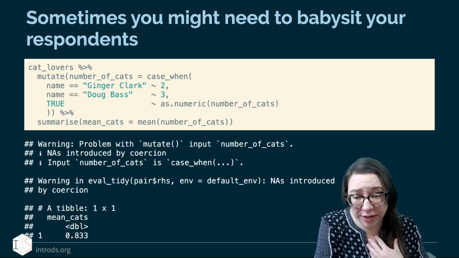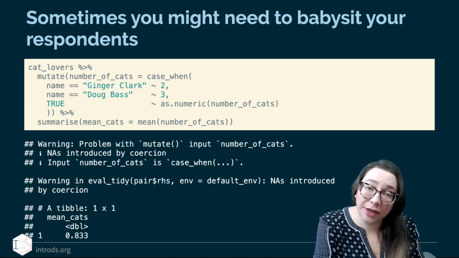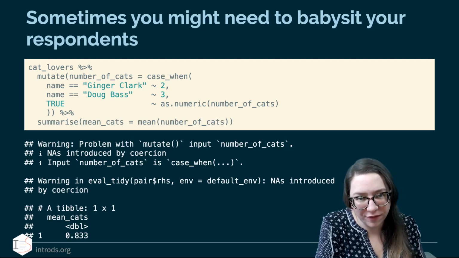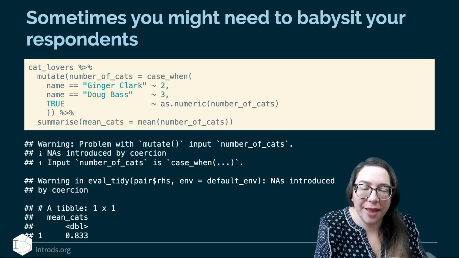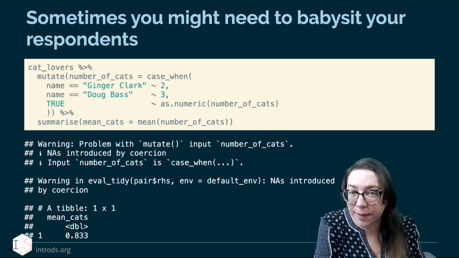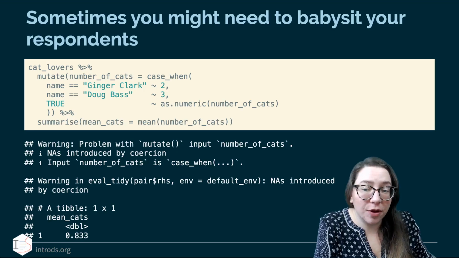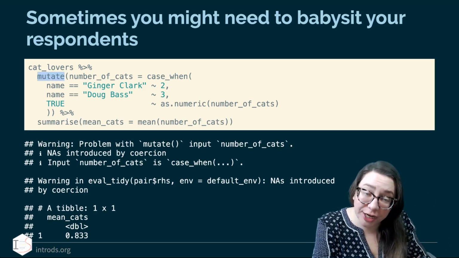So what we are going to need to do is we're actually going to need to fix up their answers. So let me walk you through how we fix it up first, and then we can talk about how we could have done better from the beginning. So what I'm going to do is I'm going to mutate my data frame because I want to basically change a column.